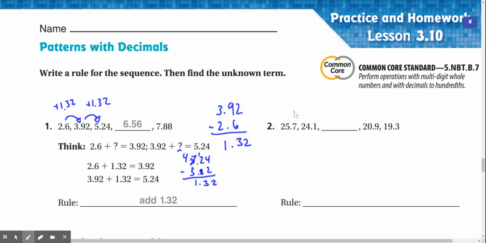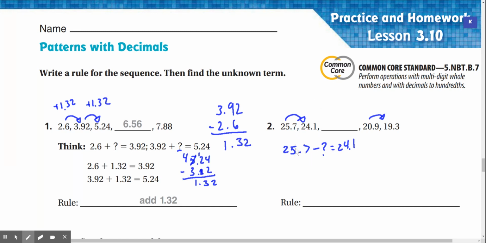Number 2, 25.7, 24.1, 20.9, 19.3. We're going to do the same thing. We're going to try and figure out what number we have to add to get to 24.1, or in this case, subtract. And what number do we have to subtract to get from 20.9 to 19.3? So it's 25.7 minus a number is going to give me 24.1.